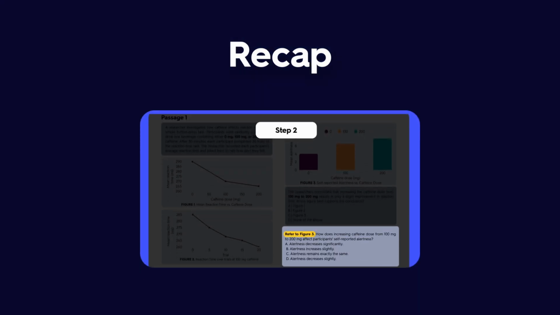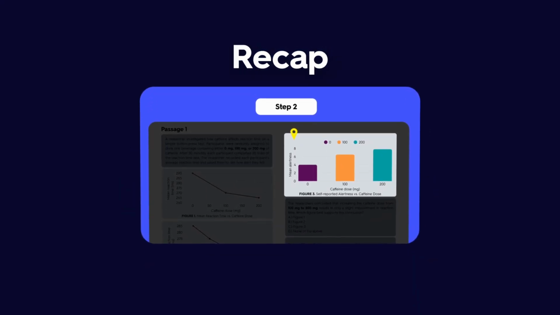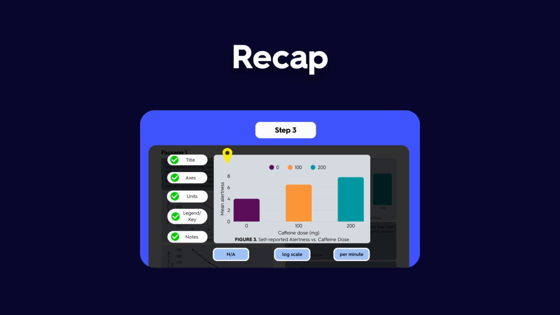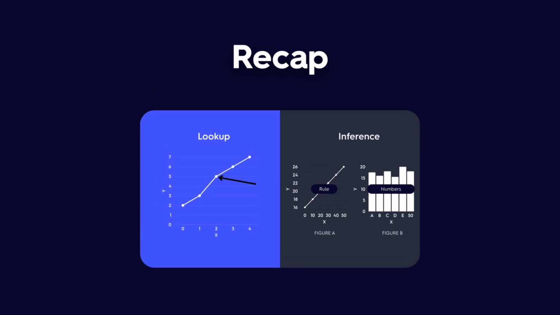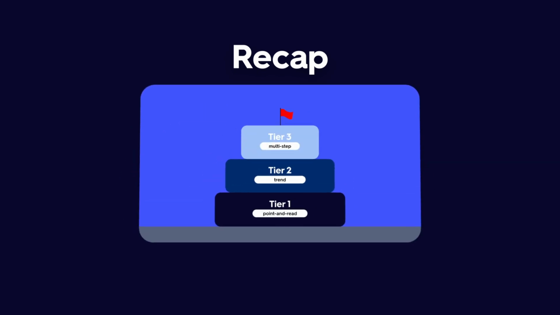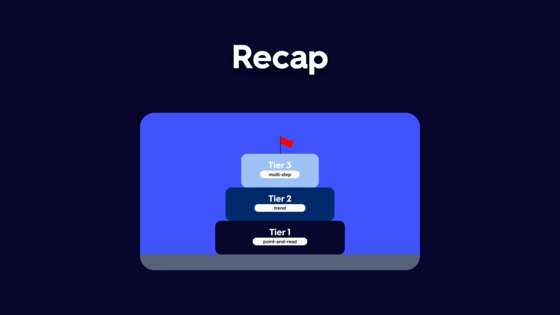To recap, go to the questions first, anchor yourself on the correct figure, and read titles, axes, units, and legends before grabbing numbers. When a question needs inference, connect the visuals with one clear sentence. Then choose the answer that matches the trend and the units.